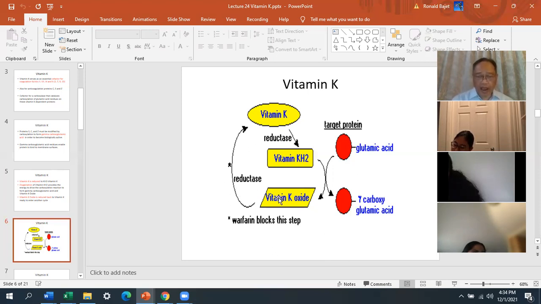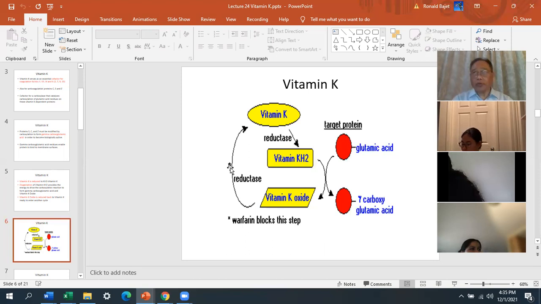So vitamin K oxide will not be converted to vitamin K. Okay, so warfarin will block vitamin K, therefore cause you to have an anticoagulant. You will not form a clot. So it's an anticoagulant. Okay, vitamin K. This is the anticoagulant action. So with vitamin K, you have your normal clotting. Without vitamin K, you will not have normal clotting. Okay, so this is where warfarin takes place.